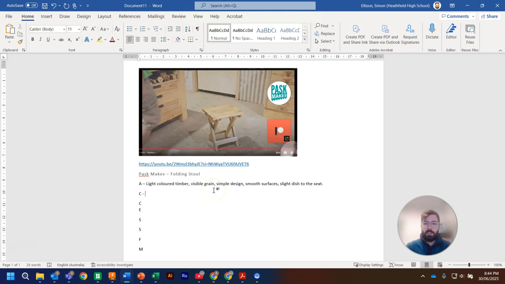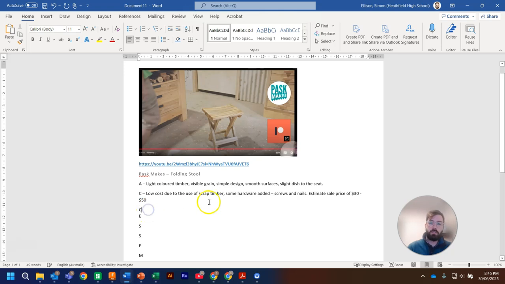So for this, I don't really know how much this costs. I know they use scrap wood, so I'd probably indicate low cost due to the use of scrap timber, some hardware added, and that was screws and nails. So that's a cost, specifically the manufacturing cost. I could indicate what I think it would sell for, so I might say estimate sale price of let's say $30 to $50, depending on who was selling it, what timber was, those sorts of things.